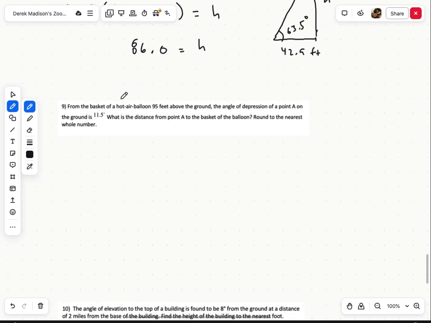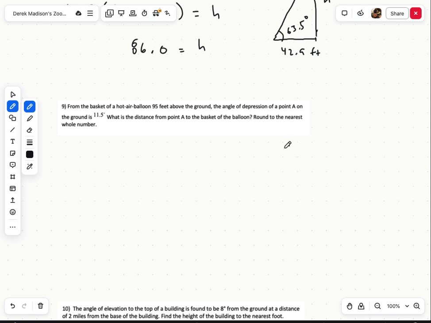Number 9, from the basket of a hot air balloon 95 feet above the ground, the angle of depression, so this time we're measuring from the balloon down, of a point A on the ground is 11.5 degrees. Find the distance from point A on the ground to the basket of the balloon. So let's get that drawn so we can see what we're looking at.